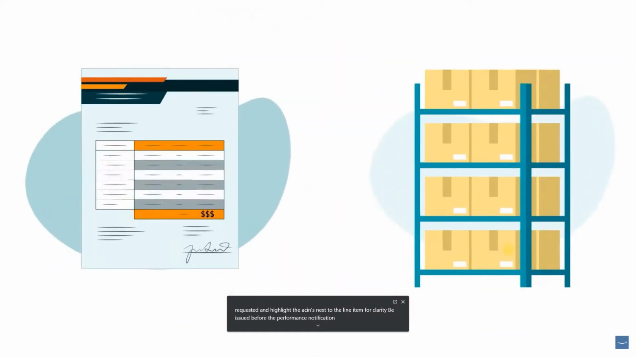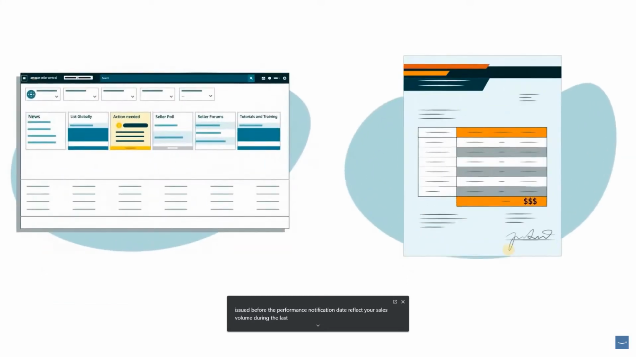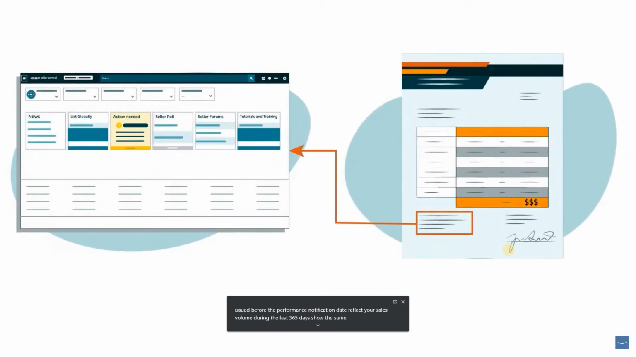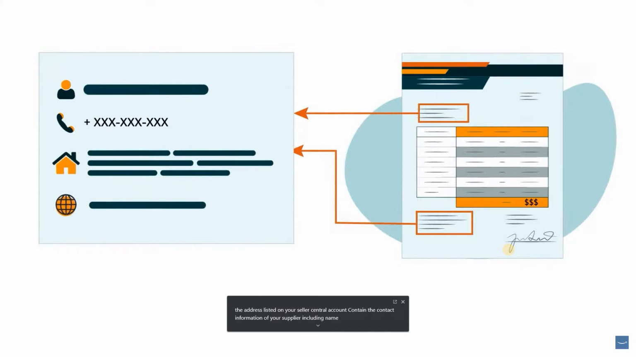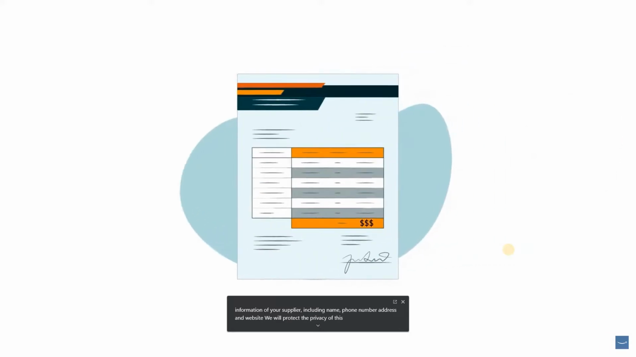Reflect your sales volume during the last 365 days. Show the same shipping address as the address listed on your Seller Central account. Contain the contact information of your supplier, including name, phone number, address, and website. We will protect the privacy of this information. And be of a quality where all the information is clearly visible.